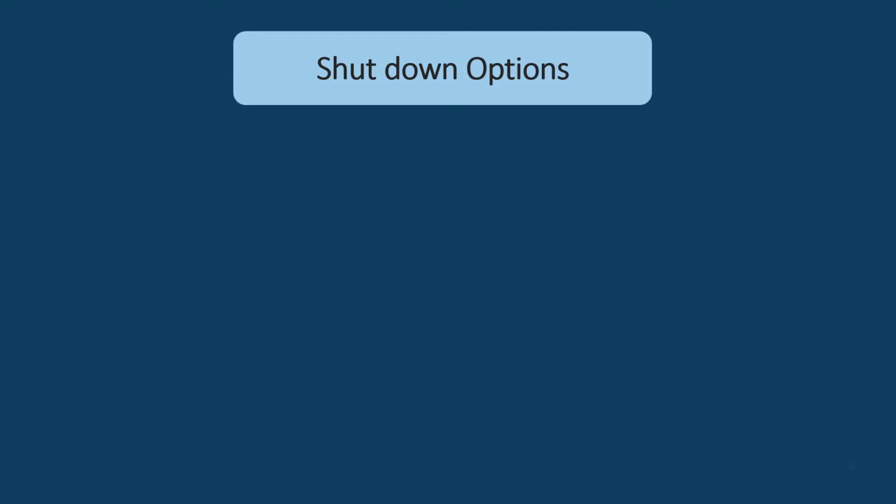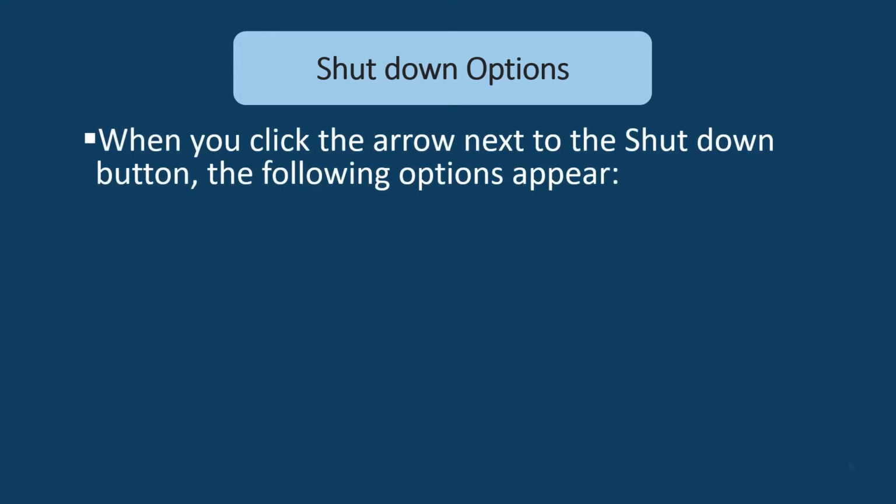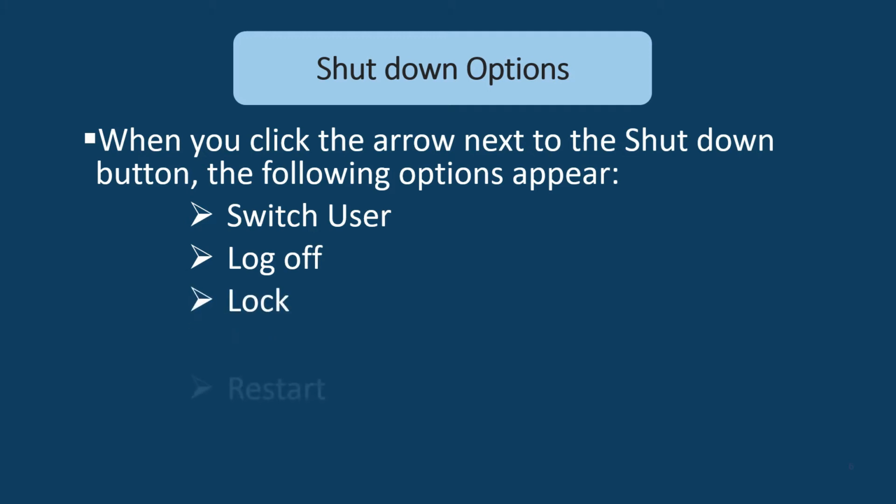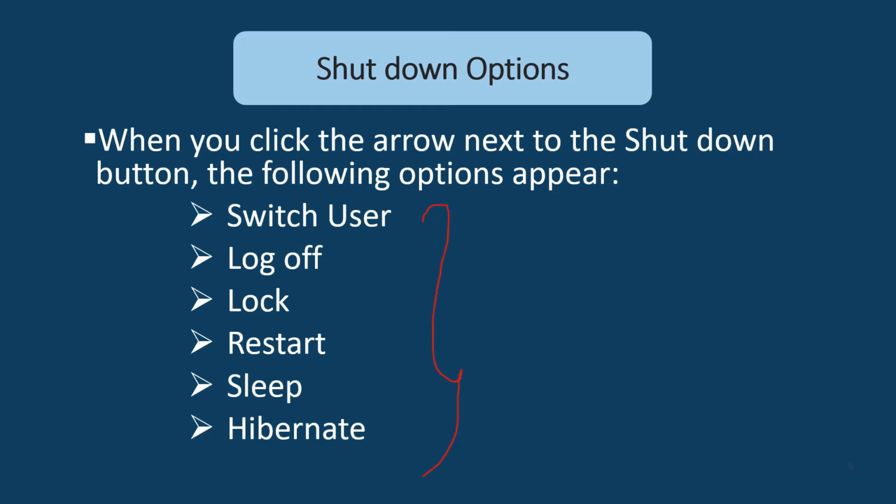Next, we'll see about shutdown options. When you click the shutdown button, the following options will appear: switch user, log off, lock, restart, sleep and hibernate. So when you click this shutdown button, six options are available: switch user, log off, lock, restart, sleep and hibernate. We'll see these options in detail.